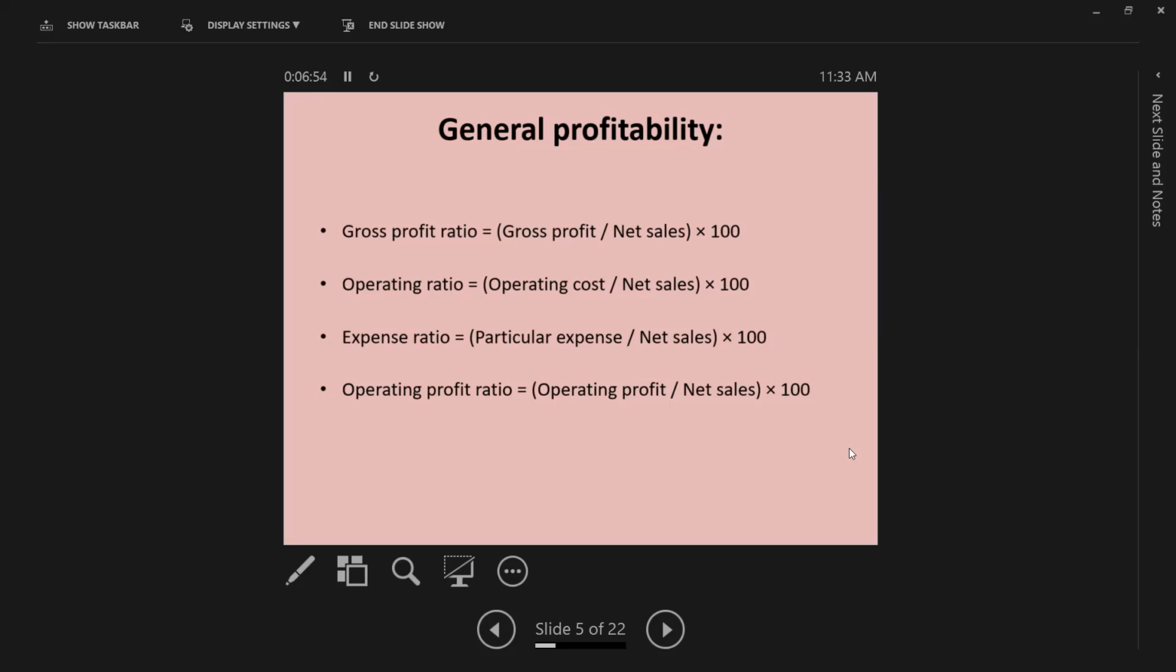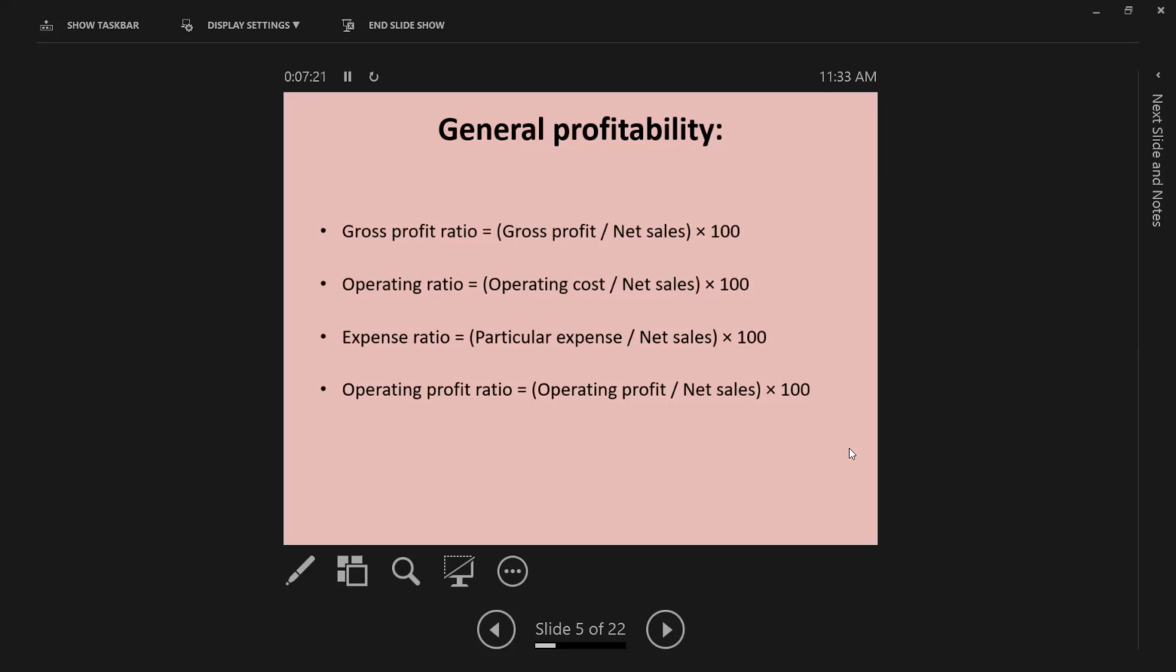Then the operating ratio. Here for the operating ratio, we are going to divide the operating cost by the net sales. We are going to identify whether the net sales are able to cover the operating cost. Then the expenses ratio. This expenses ratio can be categorized into different segments: administration expense ratio, distribution expense ratio, and we can identify what portion they are when compared to the net sales.